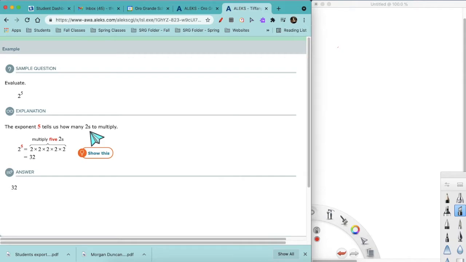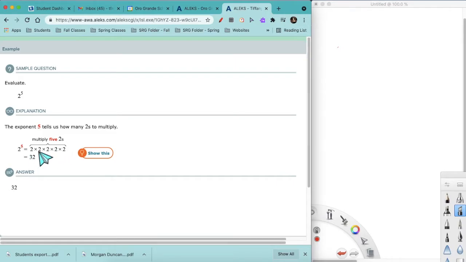So if we take a look at this one, we're looking at a power here. So we have 2 to the power of 5. So it's showing us it doesn't mean 2 times 5. The 5 is an exponent. It's actually telling us how many 2's to use. So it means that we're using 5 2's. 2 times 2 times 2 times 2 times 2. That's different than 2 times 5, right? Because we're multiplying all these together. So if we multiply these out, we're going to end up with 32, not 10.